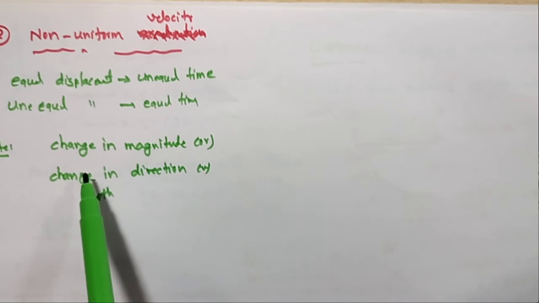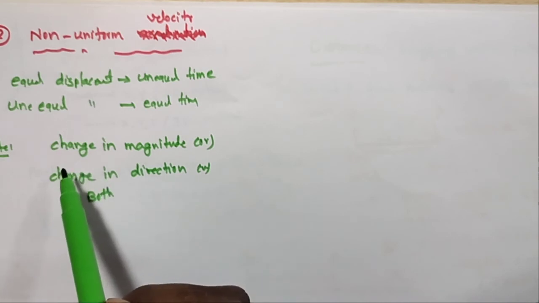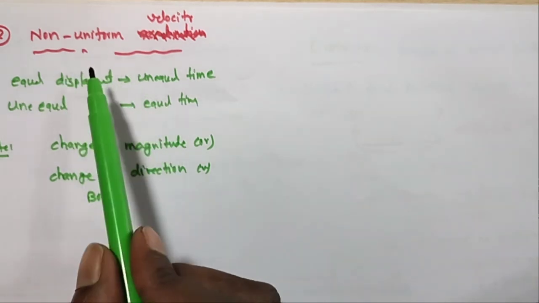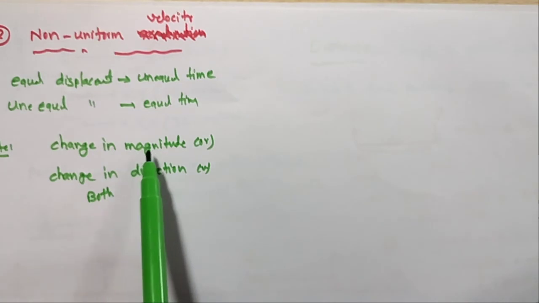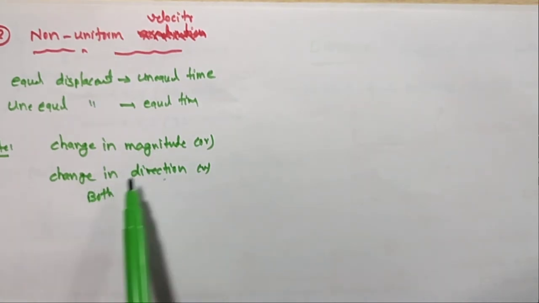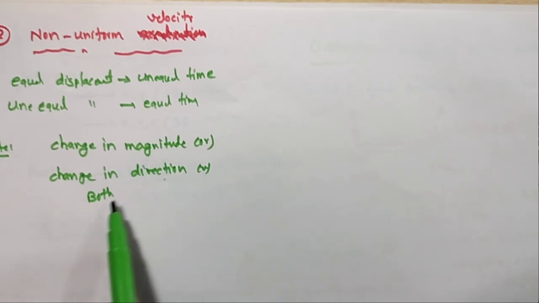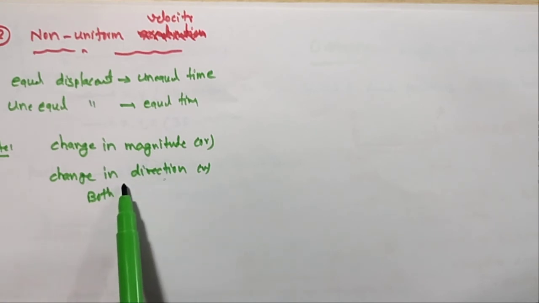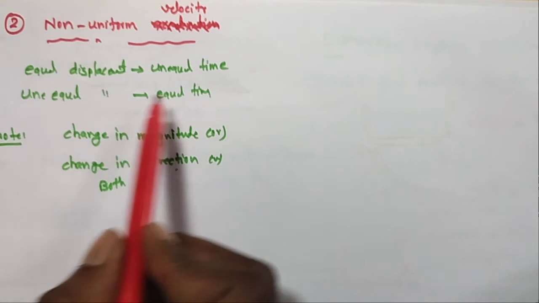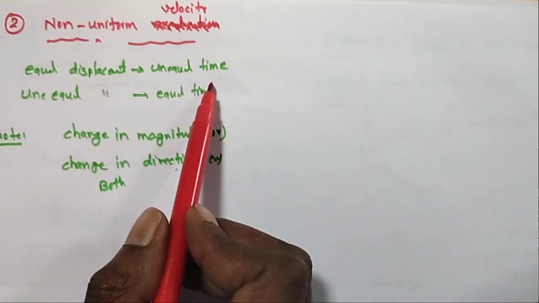Suppose the magnitude, meaning the value, changes, then the displacement will change. Suppose the direction changes, the displacement will change. Or if both magnitude and direction change, the displacement also changes. So this is called non-uniform velocity: equal displacement is covered in unequal time.